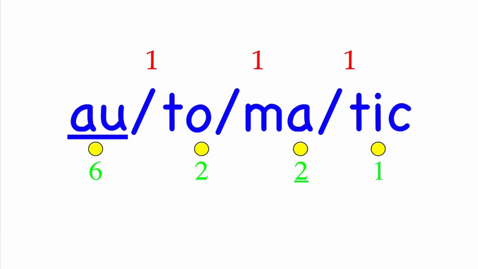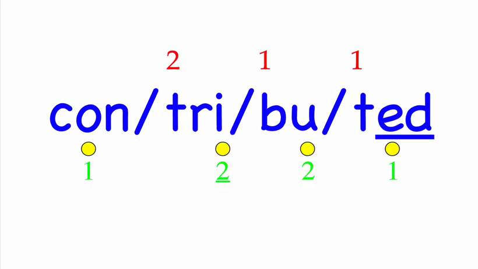Row 8. Contributed. All the players on the team contributed to the victory. Con, three sounds, k, a, n. Tri, three sounds, t, r, i. Bu, two sounds, b, u. Ted, three sounds, t, e, d. Contributed. Mark the word.